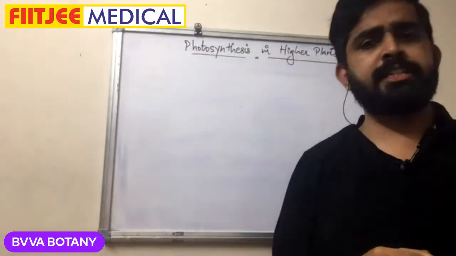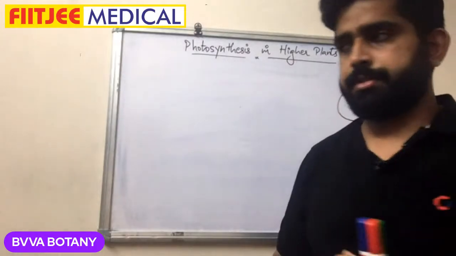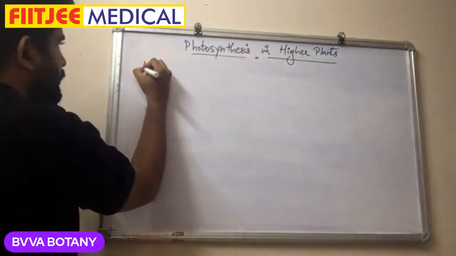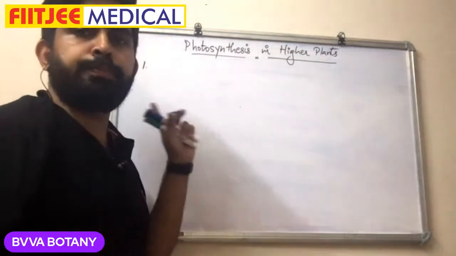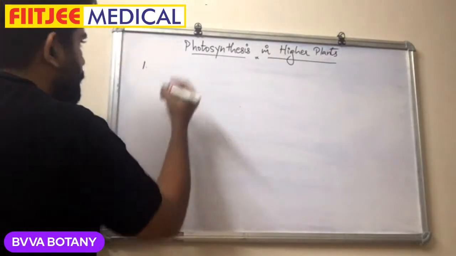So the chapter on photosynthesis begins with experiments. We will take up those experiments. The first experiment is about proving the essentiality of raw materials.